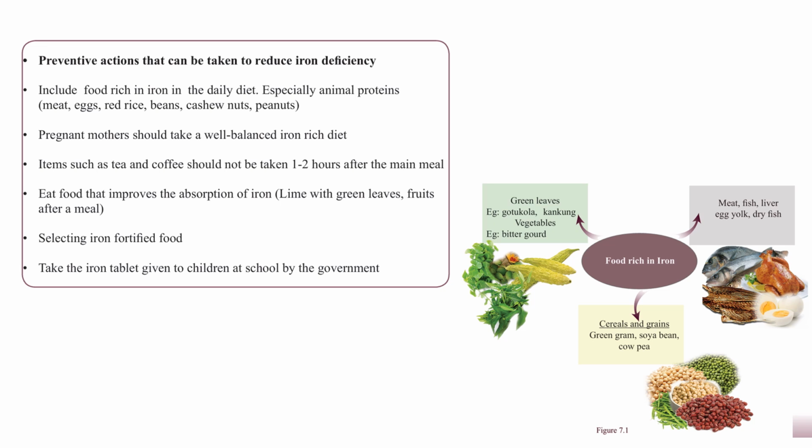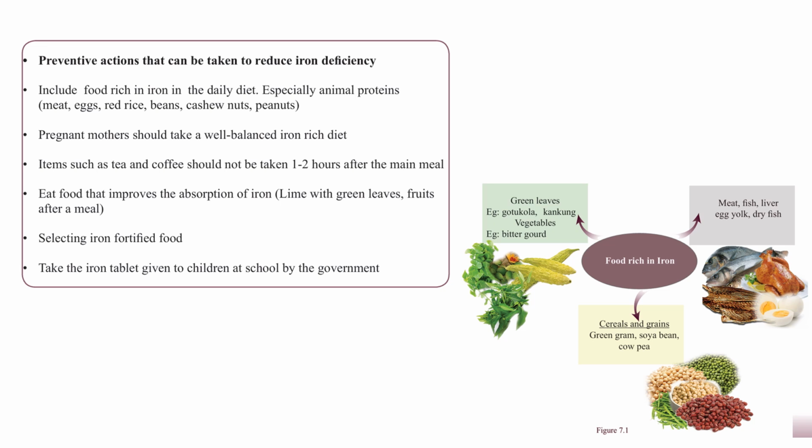And also items such as tea and coffee should not be taken 1 to 2 hours after the main meal or even before the main meal. And also when eating food, one can eat in a way that improves the absorption of iron. For example, if you are eating leafy greens, if you can add some lime juice to the leafy greens or the palamellum that you eat, that can improve absorption of iron. Even if you can take fruits after a meal, that means you are getting citric acid, right? So citric acid can also improve the absorption of iron.